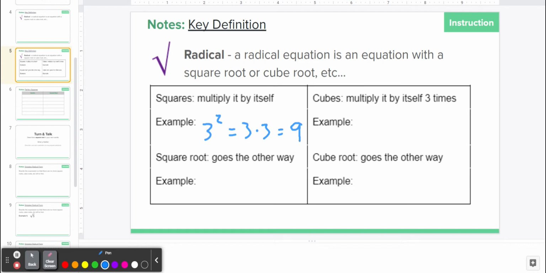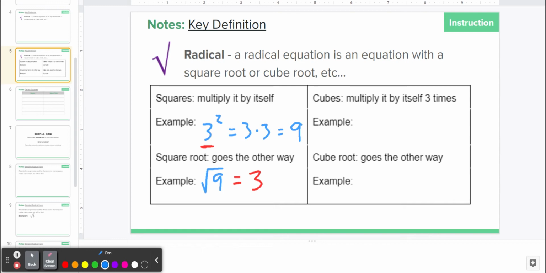Now, the simplest way in my mind to think about square roots is that we're simply going the other way. So if I take the square root of 9, okay, all that does is give me the base that we had for our exponents. The square root of 9 is 3. Notice how they're just opposites. 3 squared equals 9. The square root of 9 equals 3.